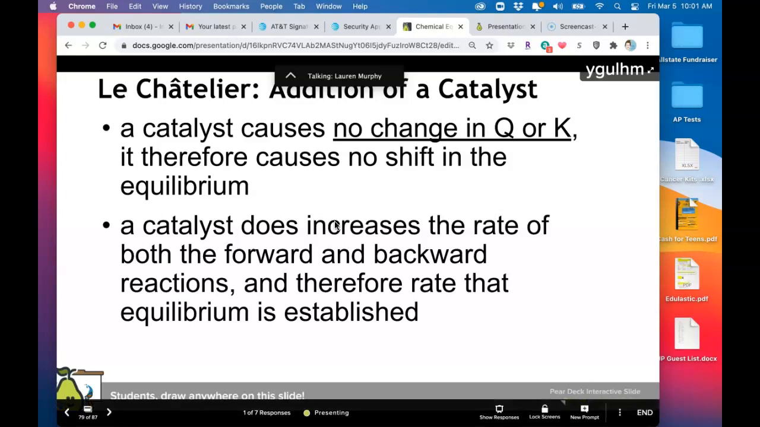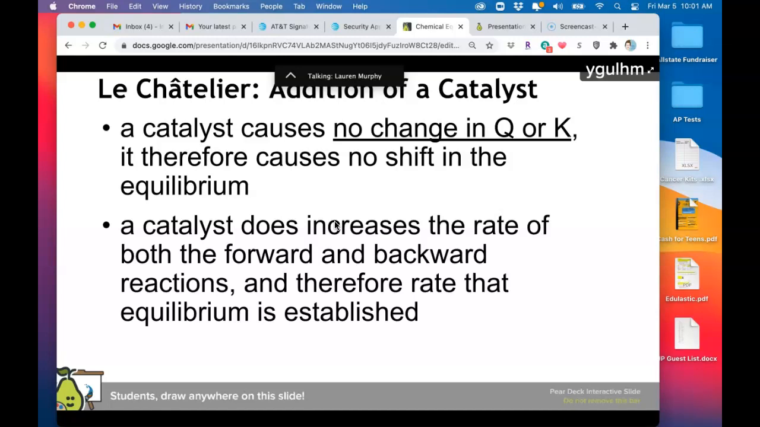So the last two things that we're going to mess with are a catalyst and then a specific type of gas. So basically, a catalyst does not shift an equilibrium. Now, catalysts do speed up reactions, so it will increase the rate of the forward and the reverse reaction because it speeds it up, but because it doesn't participate in the reaction, it won't actually shift one way or another. So catalysts do not cause any sort of shift in equilibrium. You just have a quicker rate that equilibrium is established.